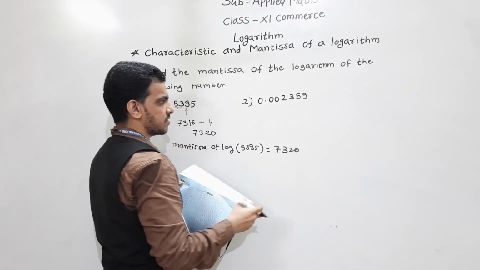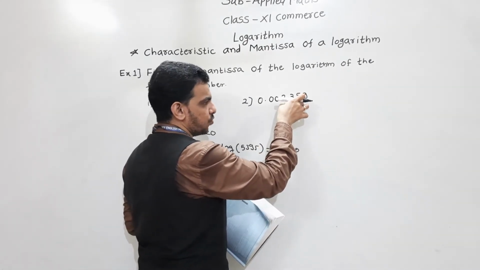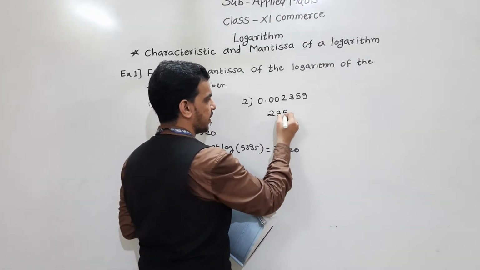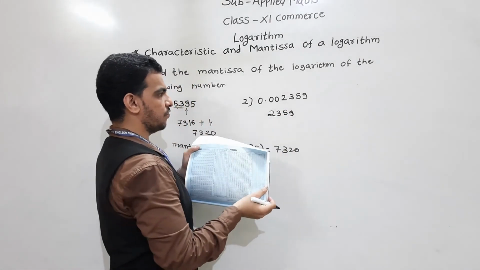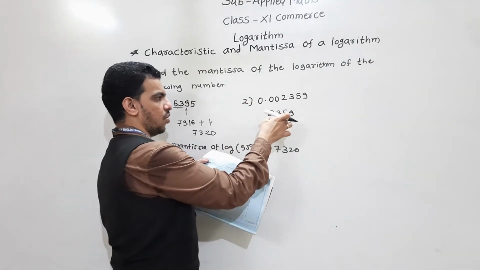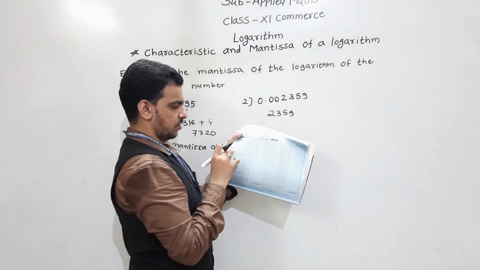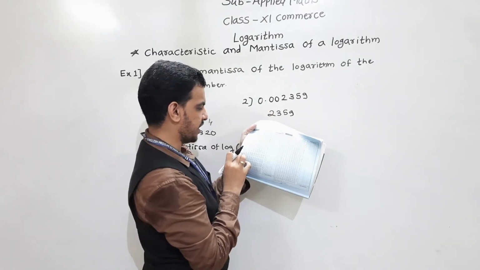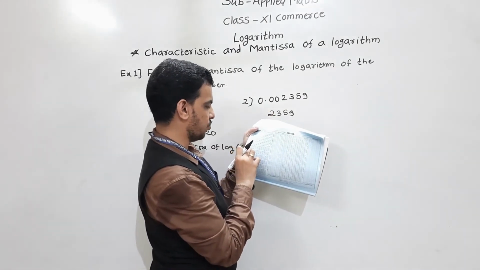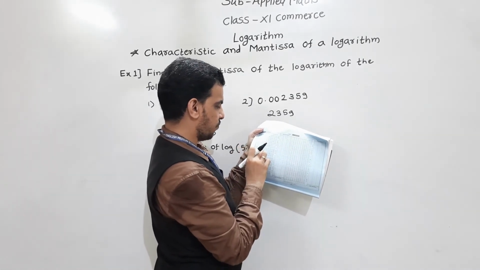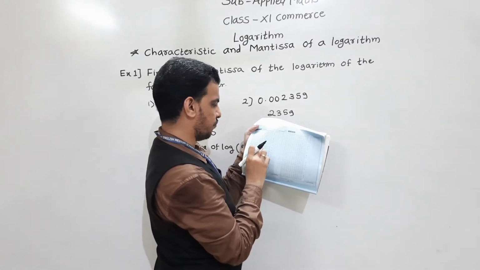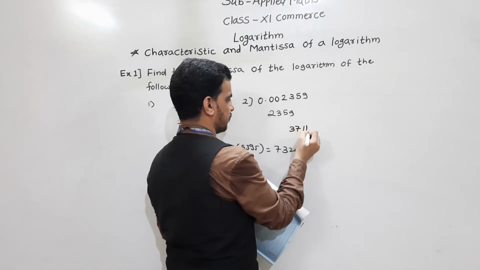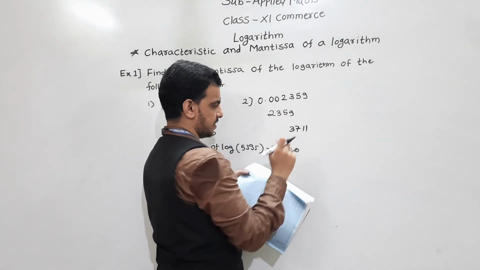0.002359, so in that case the first 4 non-zero digits, that is the significant digits, are 2359. Okay, now how do we find the mantissa of the log of this number? Here we have to observe the 23 row. So in the 23 row we have to write the number headed below 5, that is 3711. After 5, 9 is there.